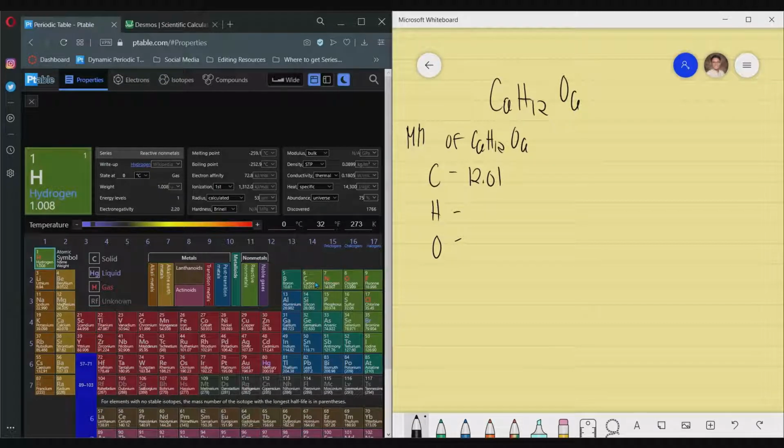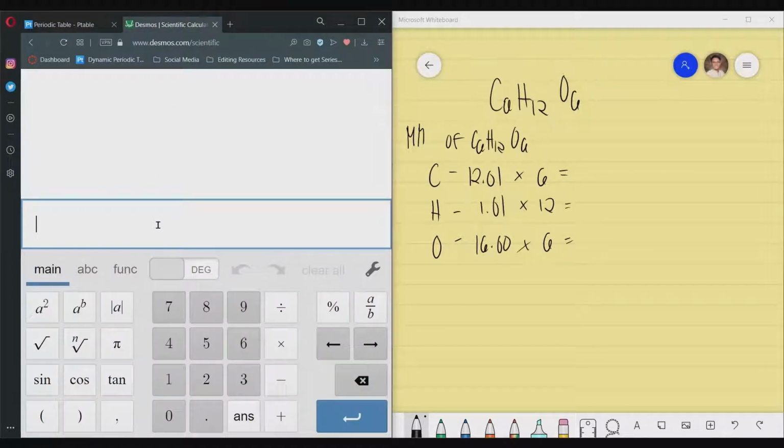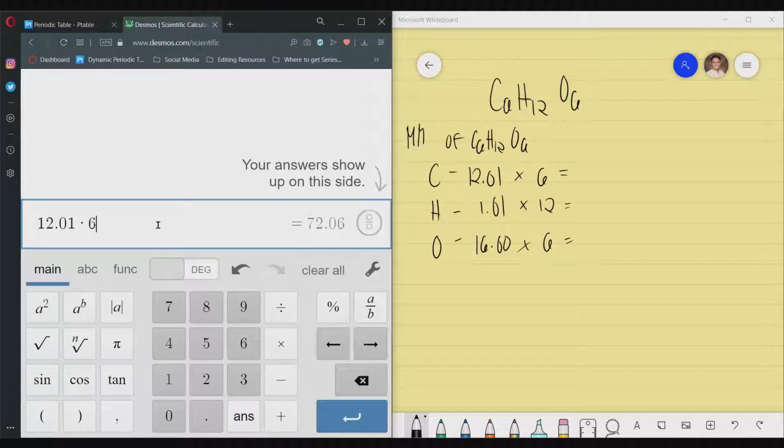For hydrogen, I'll be getting 1.01. And then for oxygen, I'll be rounding it off up until 2 decimal places as well. That is 16.00. The next step, I need to multiply each respective element with their subscript or number of atoms. That is 6 for carbon, 12 for hydrogen, and then 6 for oxygen. Then afterward, I need to multiply each particular expression with their factors so that I can have their product. So 12.01 times 6, that will be 72.06.